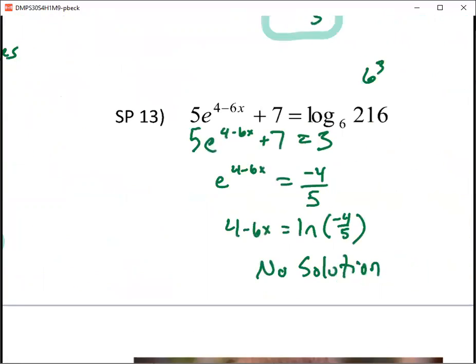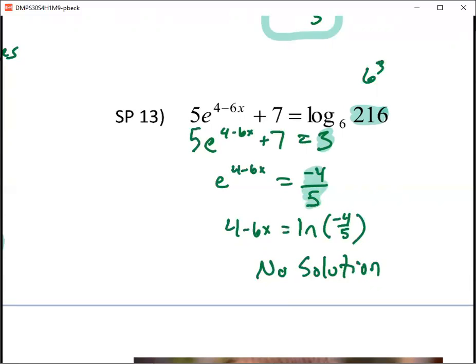And problem 13. Problem 13 looks a lot more complicated. As it looks more complicated, one of the things that I do encourage you to do is say, wait a second, 216 is 6 cubed. So really that right side should be 3. Now we add 7 and divide by 5. We get e as this negative number.